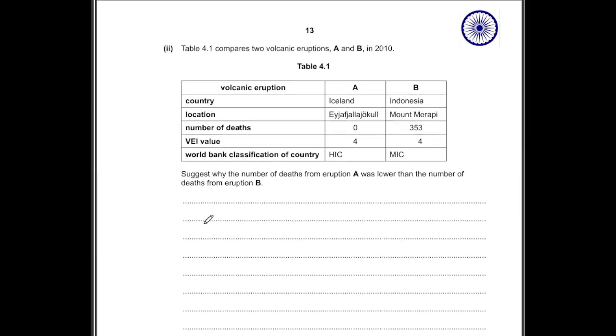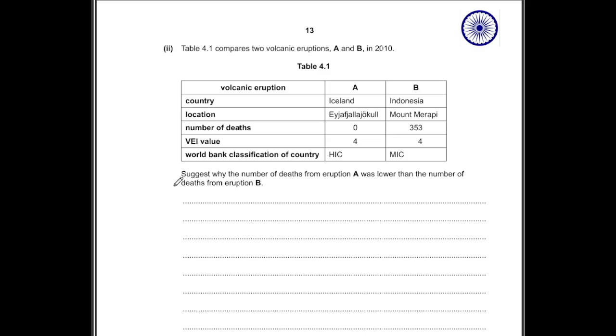Moving to the next part, volcanic eruptions. Volcanic eruption table here, A and B is there. Country Iceland and Indonesia. Location is also given. Number of deaths is given. VEI value is given, and World Bank classification of countries is also mentioned here. Suggest why the number of deaths from eruption A, that is in Iceland, was lower than the number of deaths from eruption B. So why do you think that the number of deaths is 0 in A compared to B?